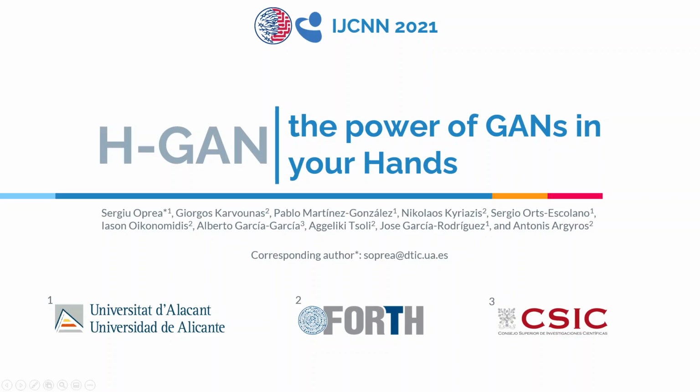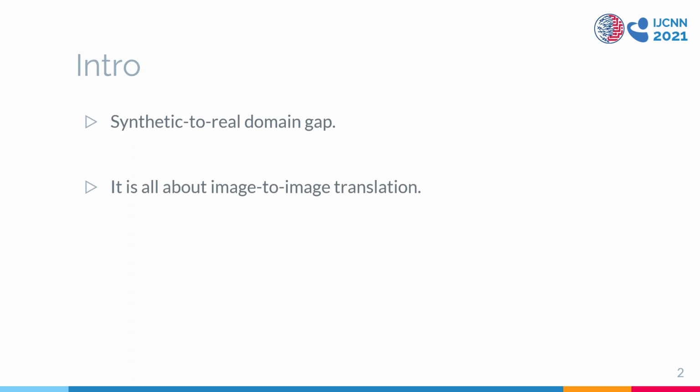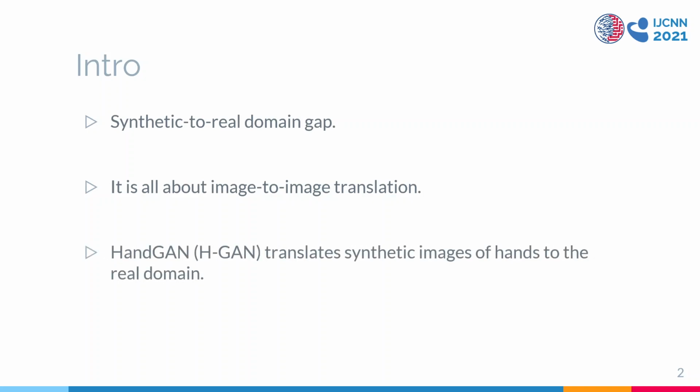This is a presentation for IJCNN 2021 entitled H-GAN, the Power of GANs in Your Hands. Advances in the domain adaptation field reduce the domain gap between synthetic and real data. For this purpose, image-to-image translation methods have proven to be successful. Today, we would like to present such a method called HandGAN, in short, H-GAN, designed to translate synthetic images of hands to the real domain.